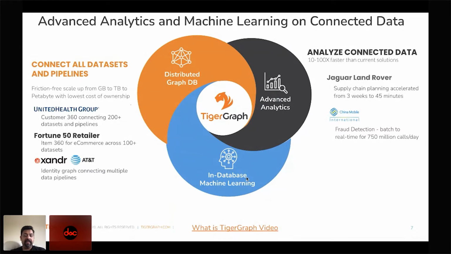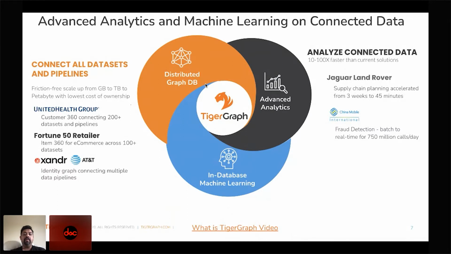The last thing that I want to talk about here is in-database machine learning. Remember I said I'll talk about three things. One is a distributed graph database. That's the core of TigerGraph, where we connect all data sets and pipelines, with examples like UnitedHealth Group, a large retailer, and AT&T's Xandr advertising technology, or ad tech, unit.